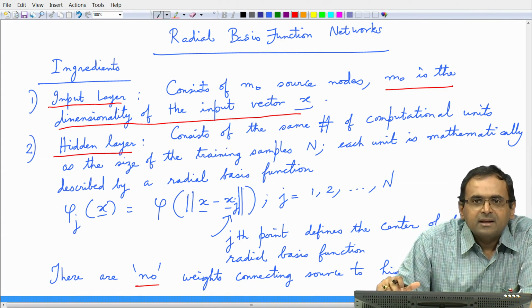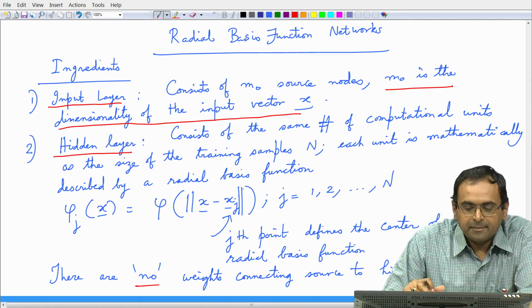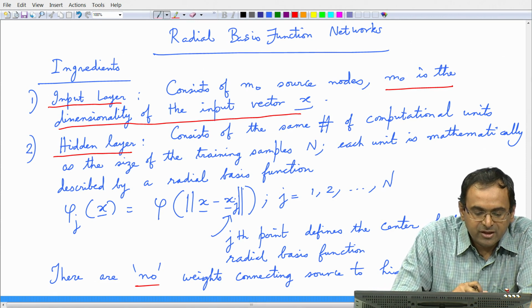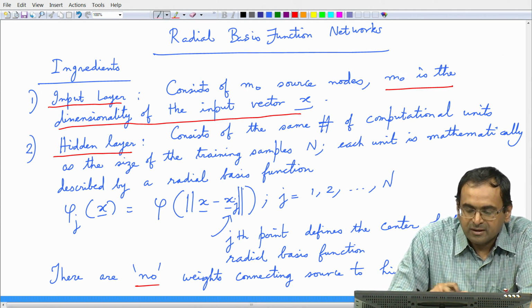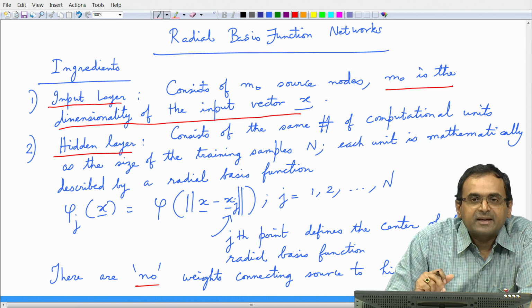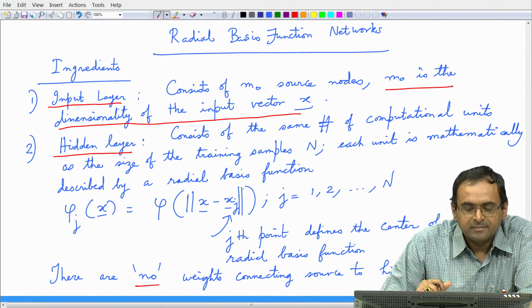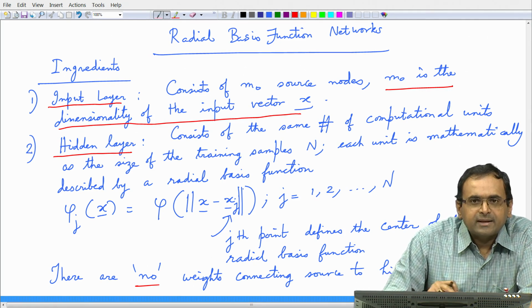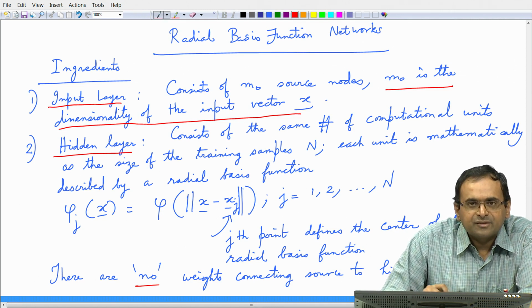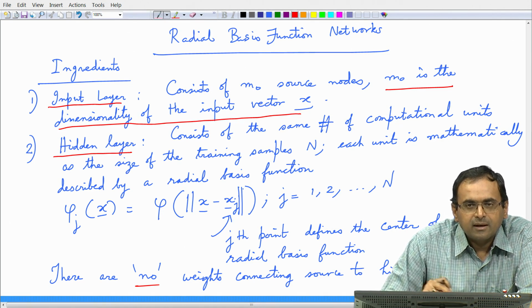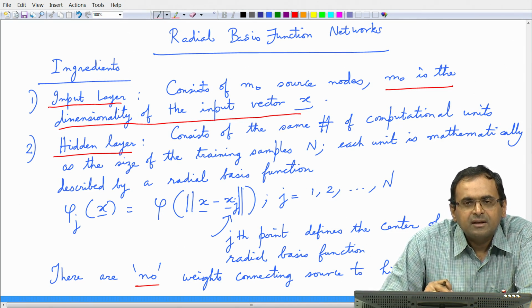Now, each unit is mathematically described by a radial basis function given by phi suffix j of x to be this function phi of the norm of x minus x j. The center is the data point itself, going from 1 to n. Now, we can think about having this distance metric between every data point and the center. In some sense you are computing the pairwise distance across all the points.